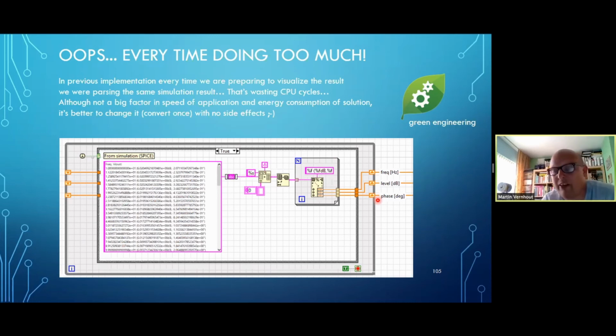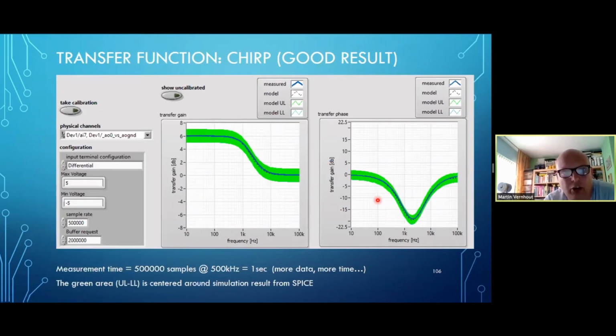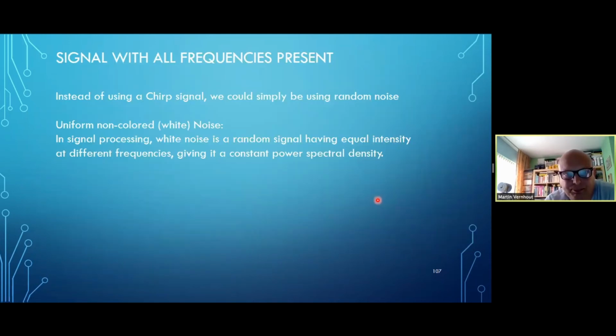So it's not a constant, but it's a constant copy from the text file from the SPICE simulation, and then it does the parsing only once. The transfer function looked great, no problem at all, but we used a fair amount of samples here, and we have a lot of frequency points for our gain and phase. So a signal with all frequencies present is the chirp, but we could also have used random noise.